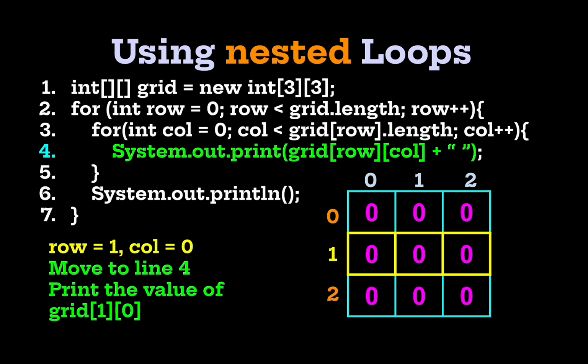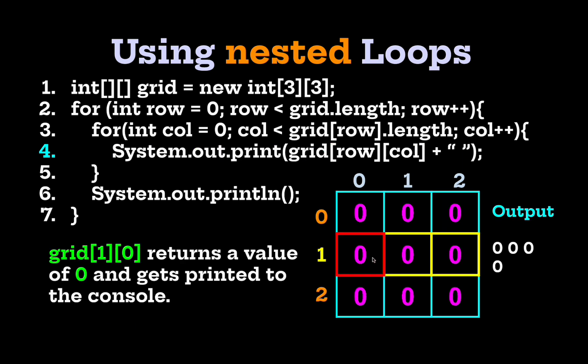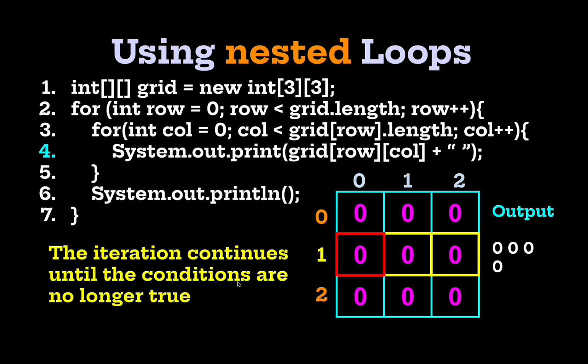And on line 4, we want to just print out the value of grid 1, 0. What's the value of grid 1, 0? That's this right here, right? And that gets printed to the console. And so this is what happens. This is what keeps the cycle going, the iteration continues until the conditions are no longer true. And so it exits out of the inner for loop first, of course, and then the outer for loop lastly.